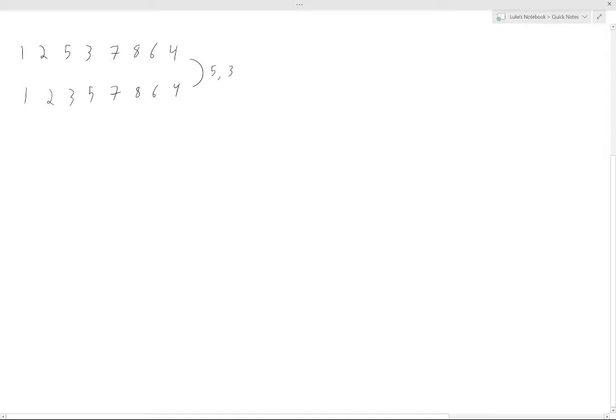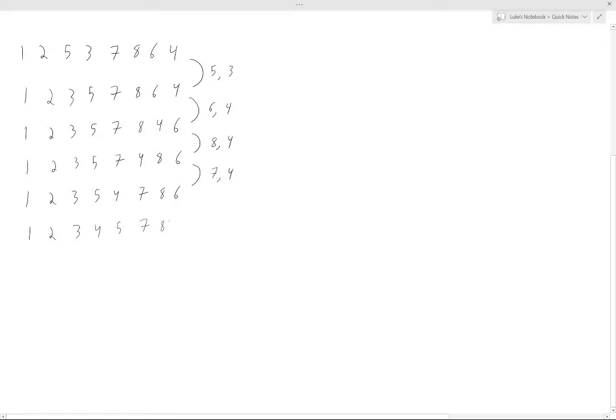Then in the step before that, we've got to move 4 all the way back. So 1, 2, 3, 5, 7, 8, 4, 6. What will have happened here is 6 must have bribed 4. Then getting 4 a little bit closer, 8 would have bribed 4: 1, 2, 3, 5, 4, 7, 8, 6. Here 7 would bribe 4. Then 1, 2, 3, 4, 5, 7, 8, 6. And here 5 bribed 4.